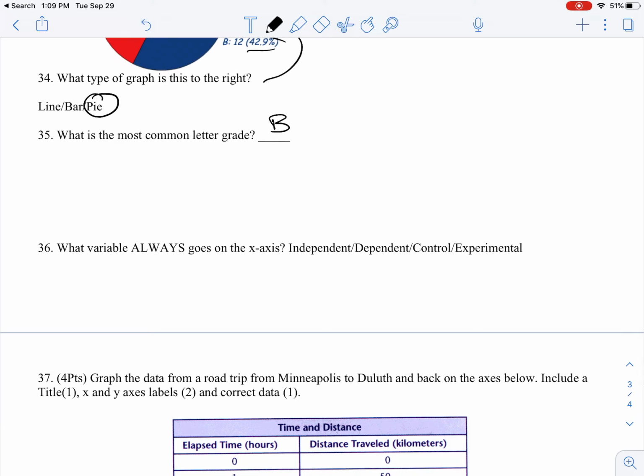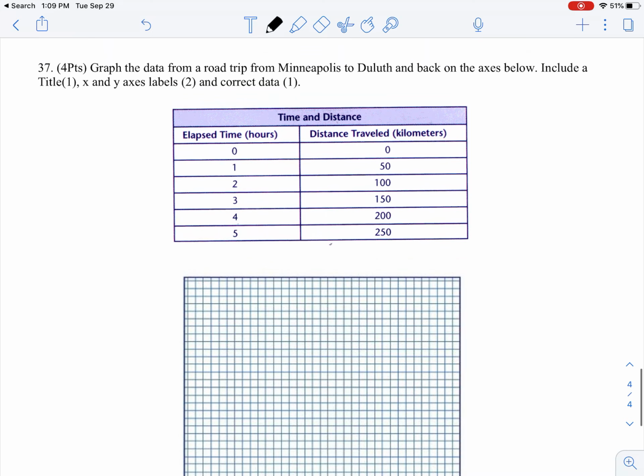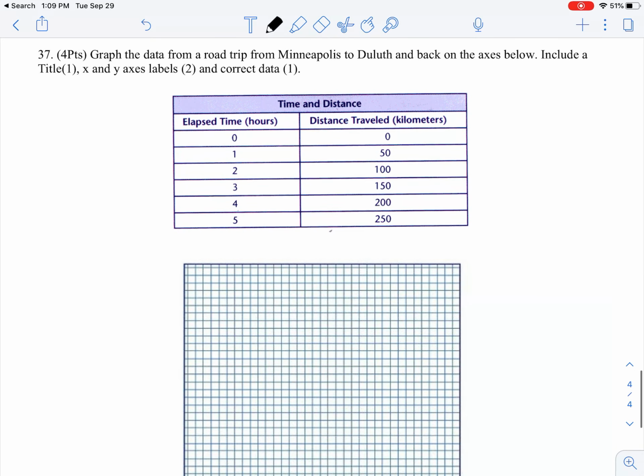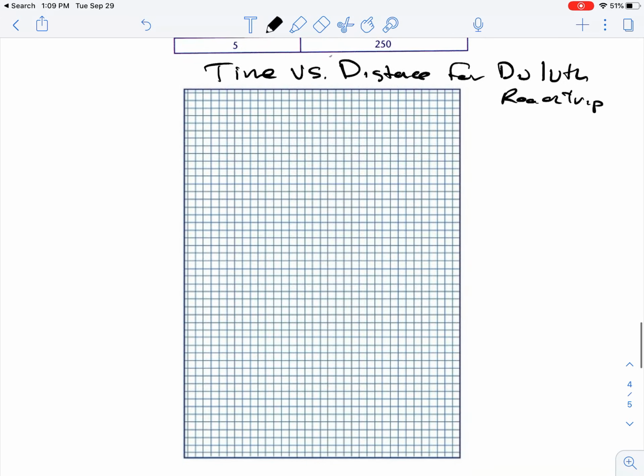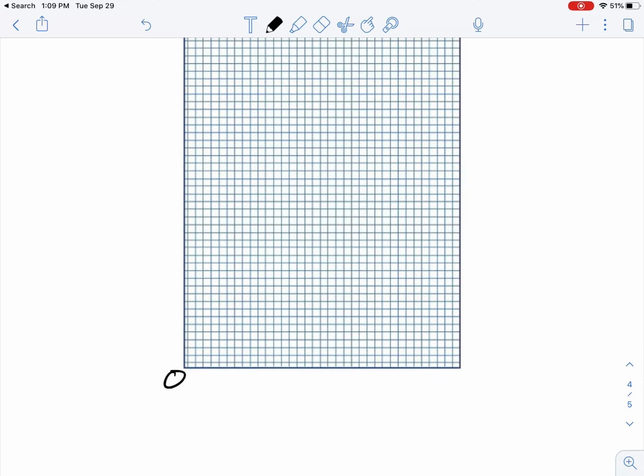What variable always goes on the X? That would be the independent. The dependent is Y. Okay, so now we're graphing here, road trip and elapsed time and distance. So I'm just going to say time versus distance, for the Duluth road trip. So make sure you have a thing going on here. Which one goes on the x-axis is the one that I am changing, which would be time in hours.